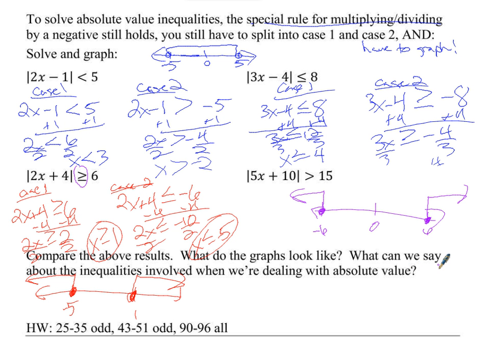What can we say about inequalities involved when we're dealing with absolute value? You definitely want to have this written down. If you have the symbols less than or equal to, you are working with and. If you have the symbols greater than or equal to, you are working with or. So your graphs should wind up looking like that.